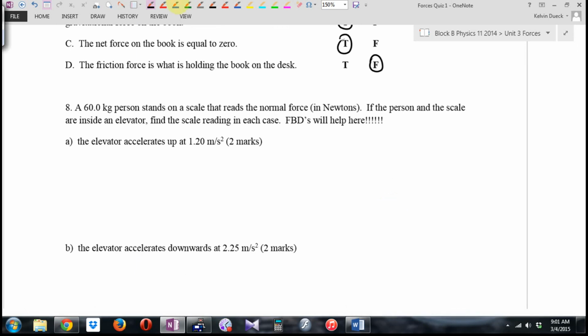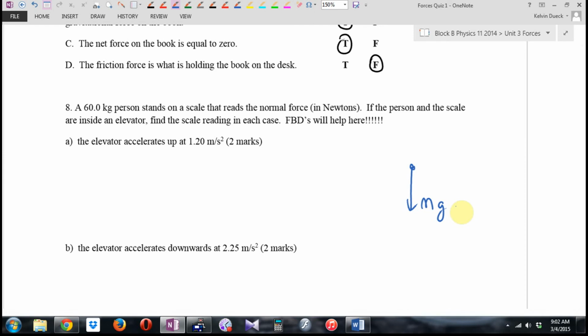Oh, and your hint is free body diagrams will help here. So, there's the person in A. What are the forces acting on this person? Get the obvious one. Gravity, which way? Down. And we've said that gravity is mass times acceleration, but the acceleration due to gravity is g, so that is ma in disguise.